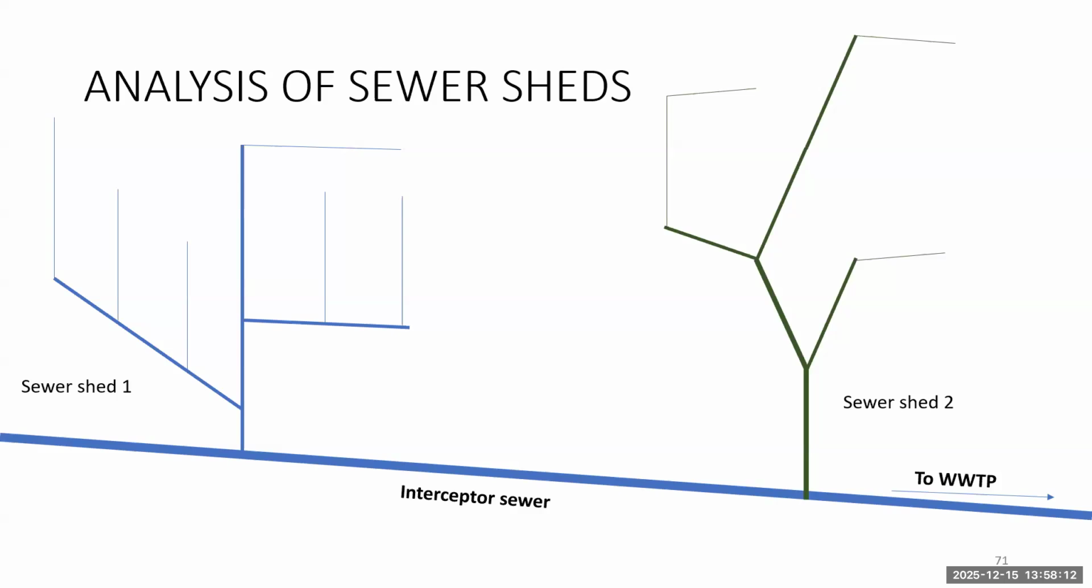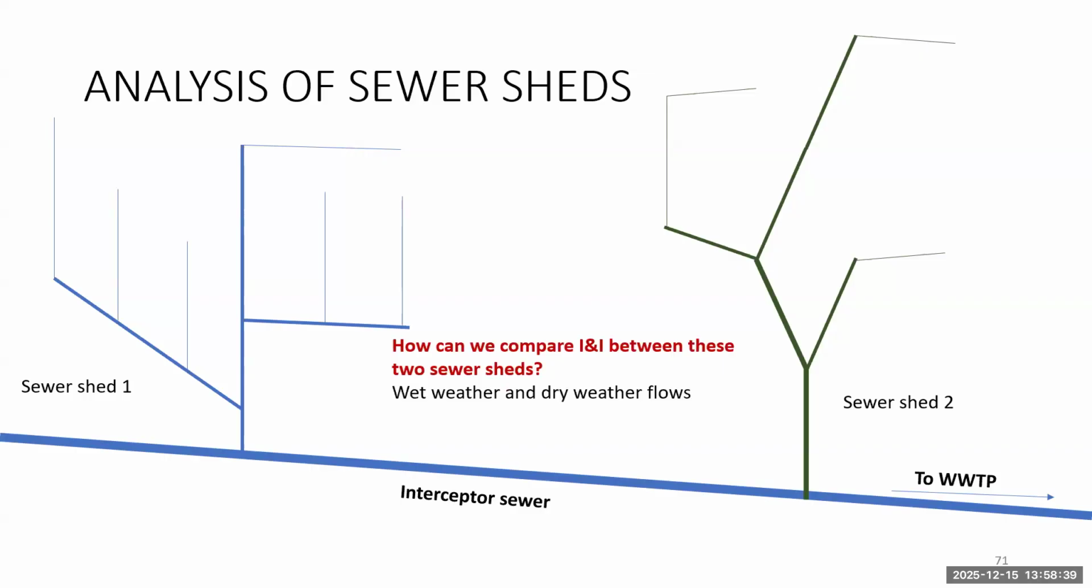to the interceptor sewer. And we may want to investigate the degree of inflow and infiltration coming in for sewer shed 1 and sewer shed 2 and be able to compare those and find out if there's overall problems, if we need to investigate one of these sewer sheds at a higher level of priority than the other. So how could we compare the I&I between these two sewer sheds?